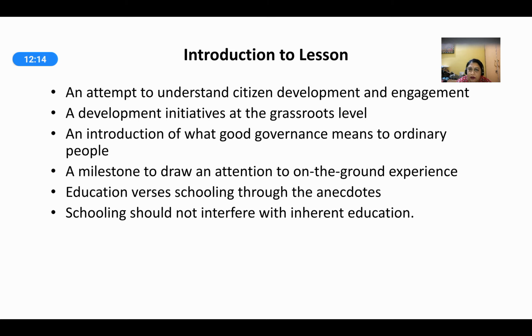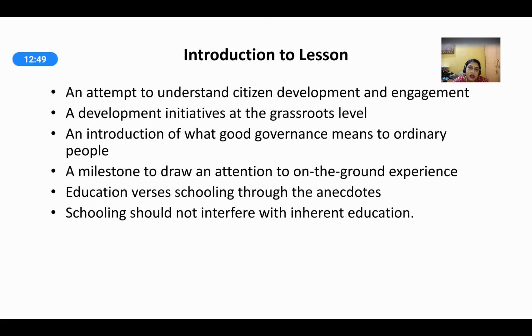So, an attempt to understand citizen development and engagement. The author makes a definite attempt. He tries to understand how development should be there at all levels. Development does not necessarily mean that only cities and towns should be developed. Even the people living in the villages and in the tribal areas deserve development. The Indian government has to see to it that development is everywhere, that it is not lopsided, and that the engagement of the people, including the village and the tribal people, in development work should be there.